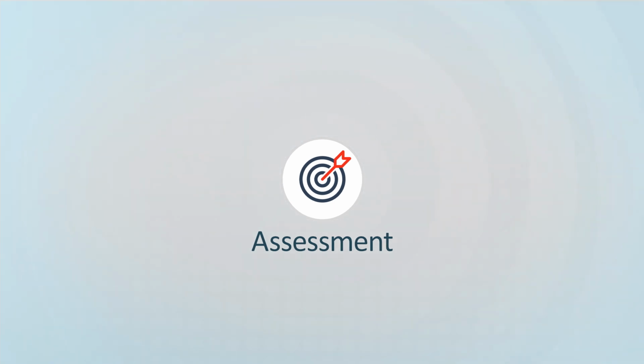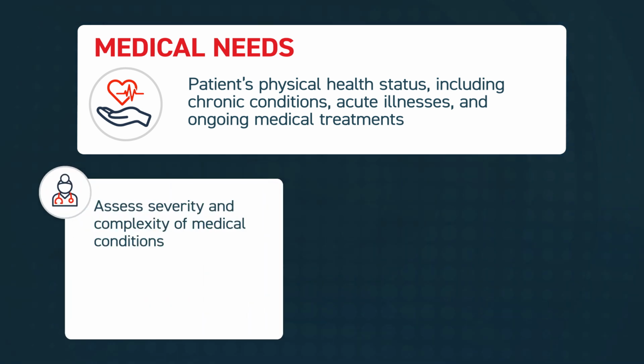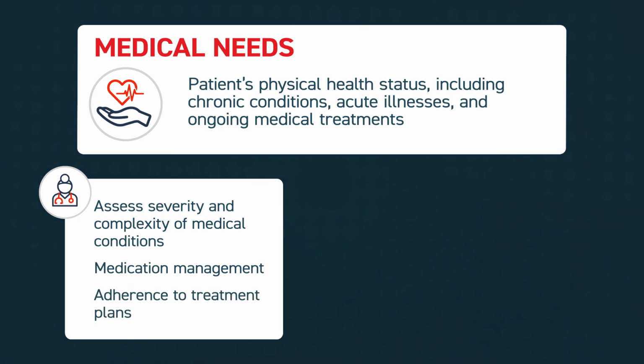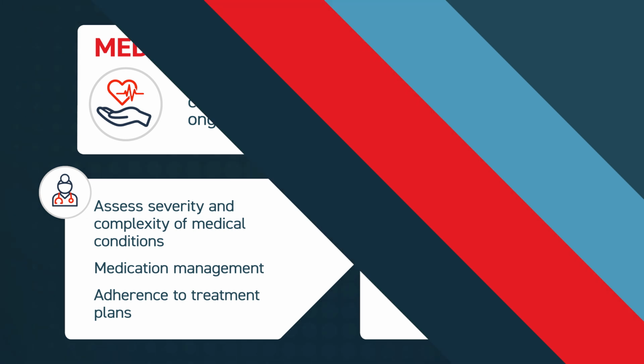Key areas of need to focus on include: medical needs, which encompass the patient's physical health status, including chronic conditions, acute illnesses, and ongoing medical treatments. Care managers assess the severity and complexity of medical conditions, medication management, and adherence to treatment plans. Understanding the patient's medical needs allows care managers to coordinate appropriate healthcare services and interventions to address these concerns effectively.